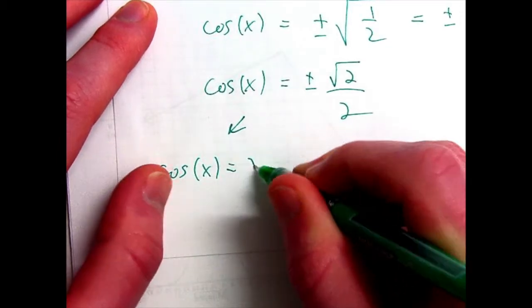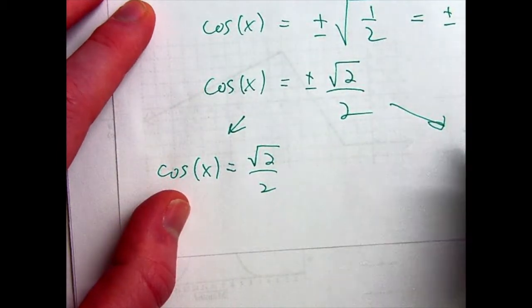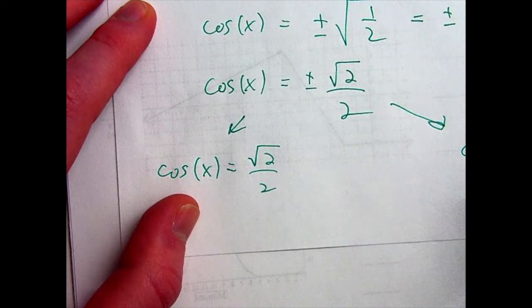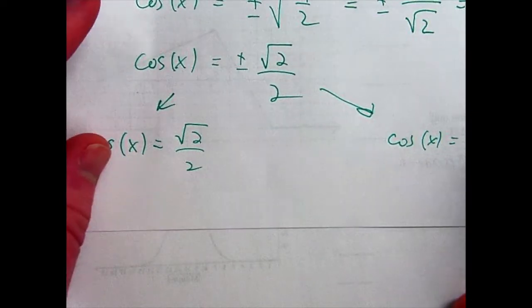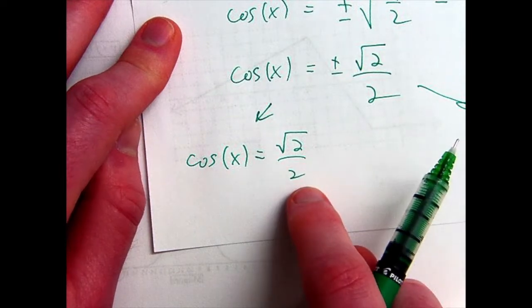So what this is really telling you is cosine of x could be positive root 2 over 2. That's one equation. Or cosine of x could be negative root 2 over 2. That's the minus sign. And you have to just solve these 2 equations separately. Okay, so let's do it.